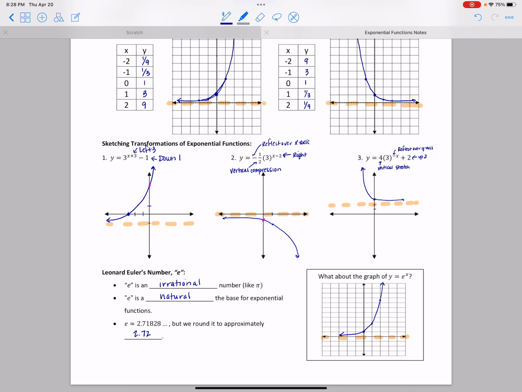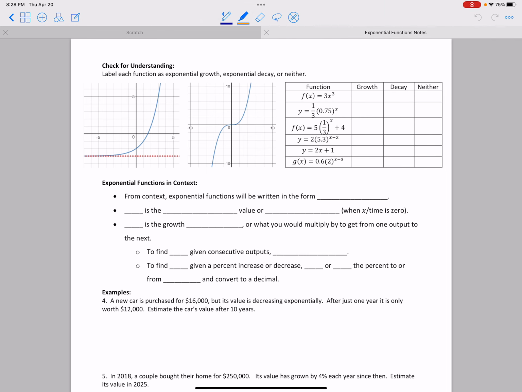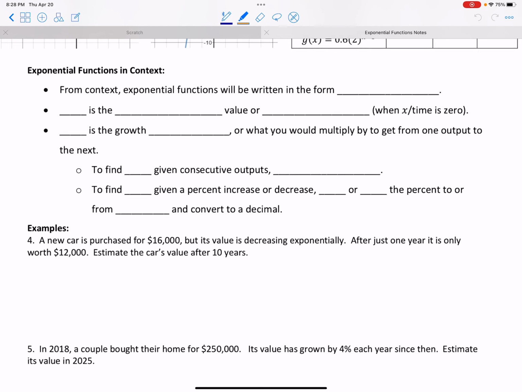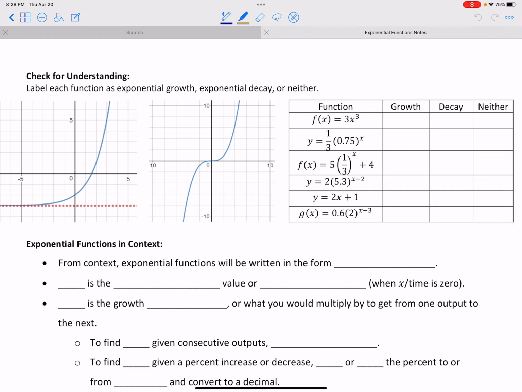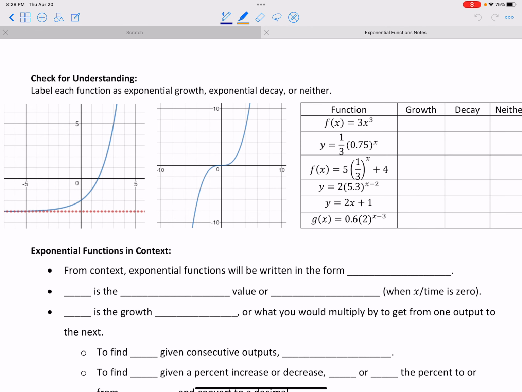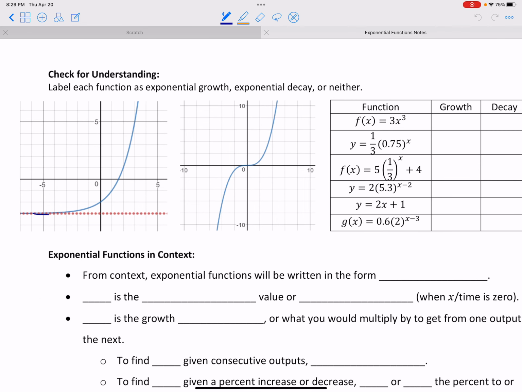Now I think the more important part to our review today is going to be with some applications of exponential functions in context. But before we do those, let's just make sure we can identify exponential growth or exponential decay when we see it. So if I give you the graph of a function, you should be able to recognize it as one or the other, or neither if that's the possibility. And if I give you an equation, again, recognize its growth or decay or neither. So hopefully you're looking at this first one and recognizing this increasing graph with this horizontal asymptote is absolutely exponential growth.